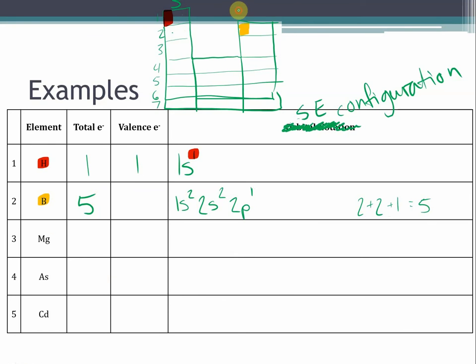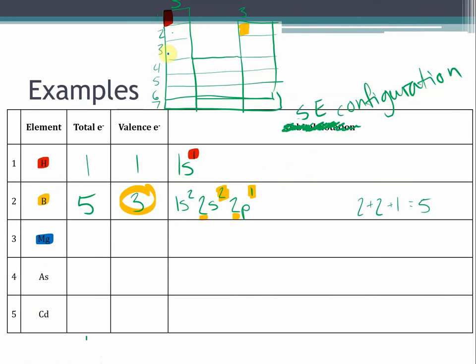According to our table, there should be 3 of them. Our highest energy level here is 2, right? 2s, 2p. So these 2 electrons are valence, and this electron is valence. 2 plus 1 is our 3 valence electrons. So far, so good. Let's look at our next one.